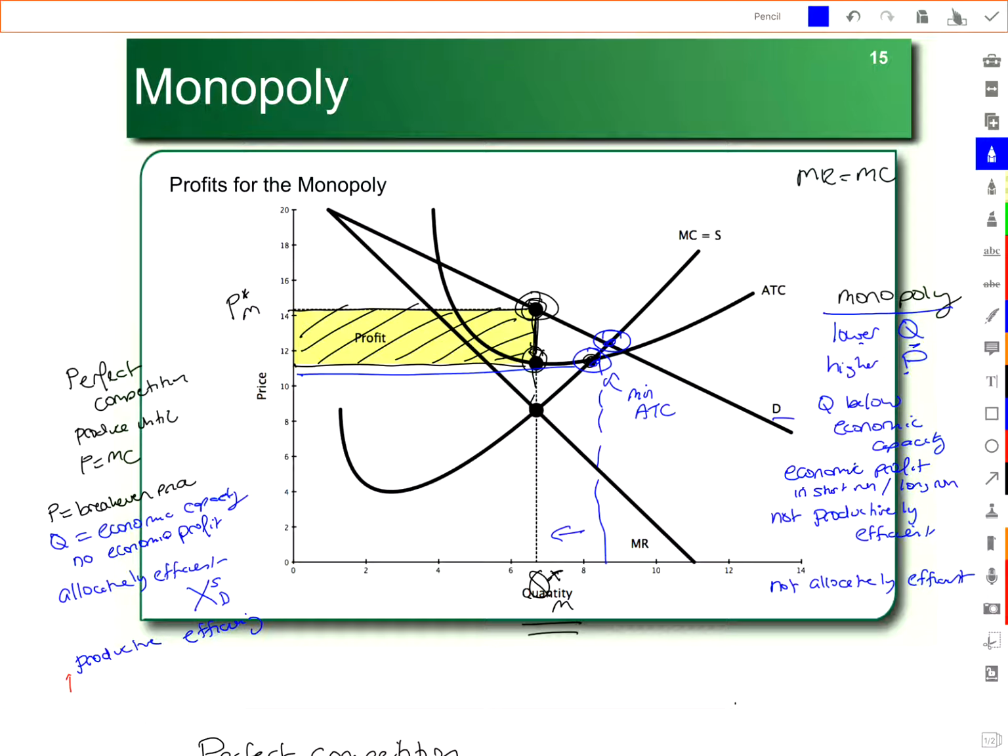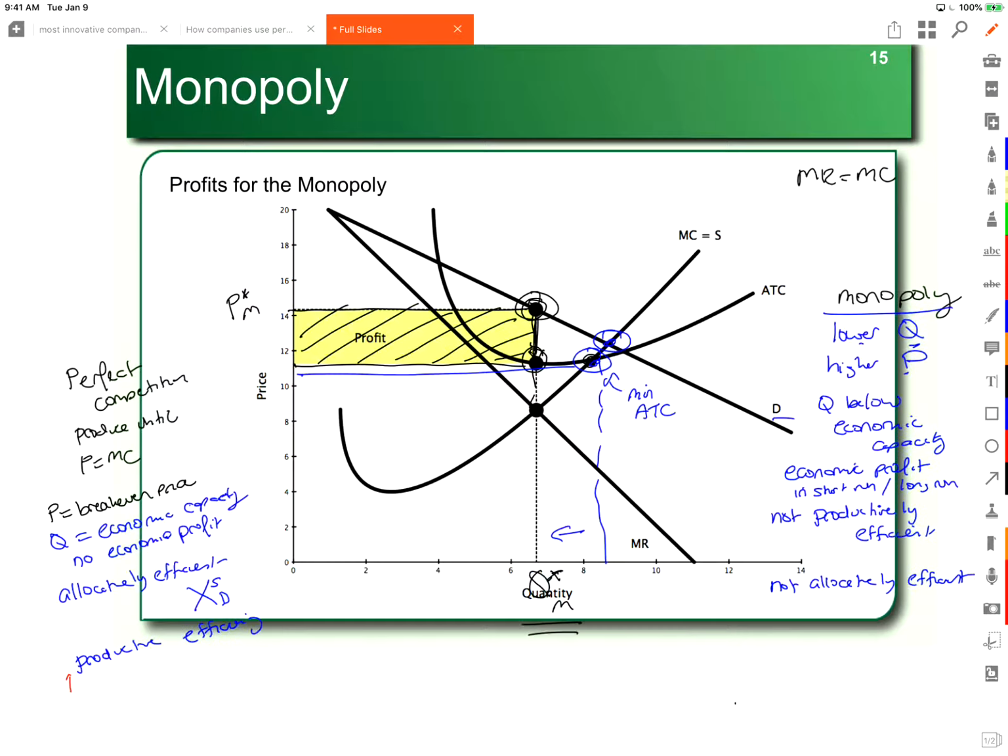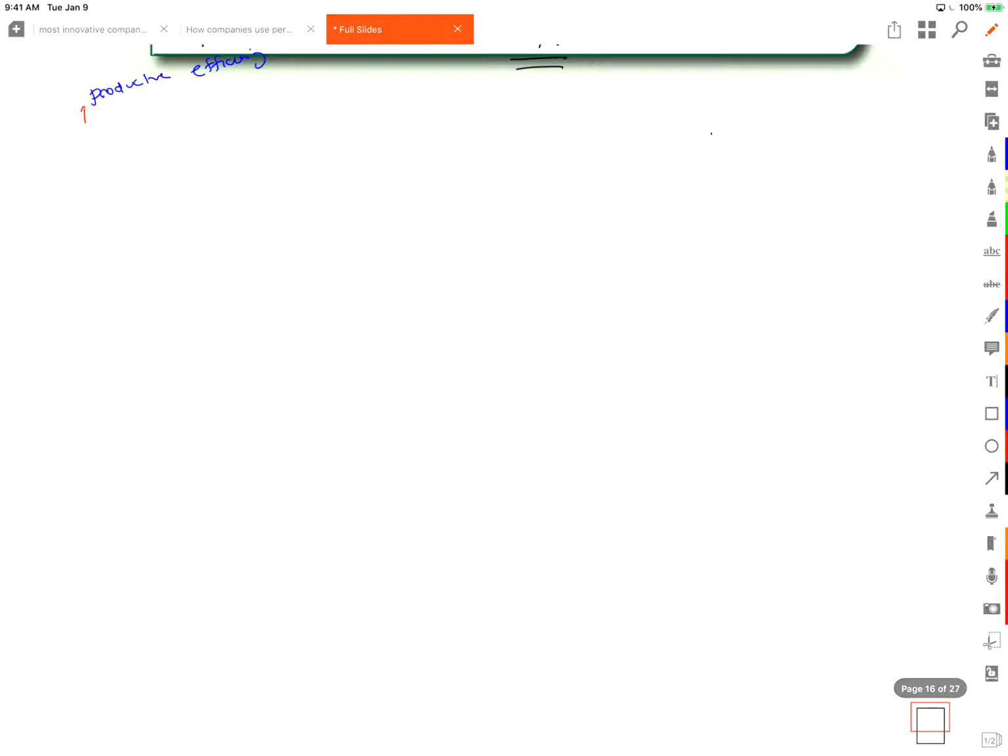So let's make a list of the problems that are created with monopolies. Okay, so let's add a page. All right. Problems with monopolies.